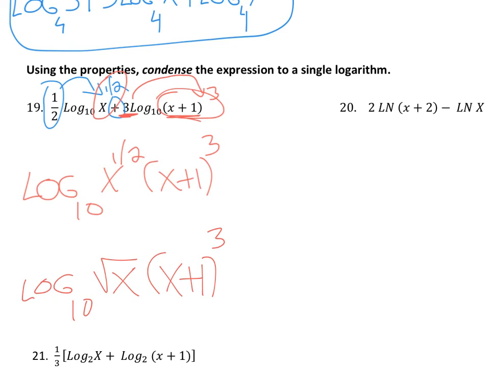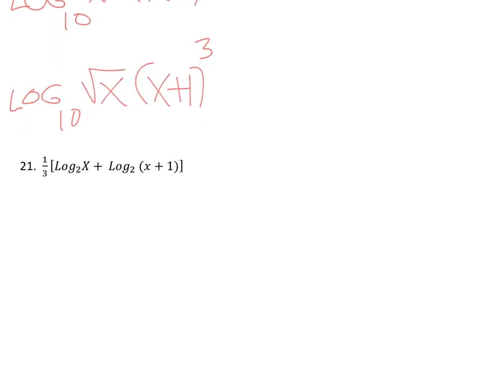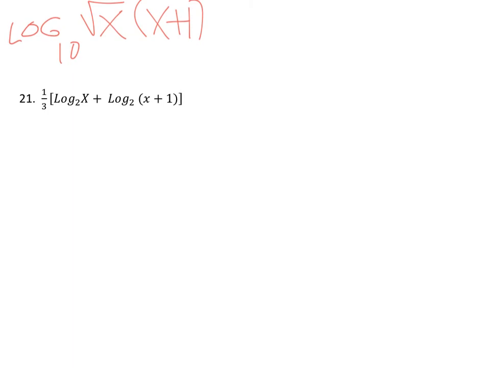Let's see here. I'm going to skip down to 21. Okay, 21. Got a couple things going on here. See, we're adding. And then since you're distributing this 1/3, it's almost like you're raising the whole product of the x and x plus 1 to the 1/3. So I'm going to rewrite it as log base 2. Since I have this addition, it means I'm going to multiply this x and this x plus 1 for the argument. So I'm going to have x times this x plus 1.